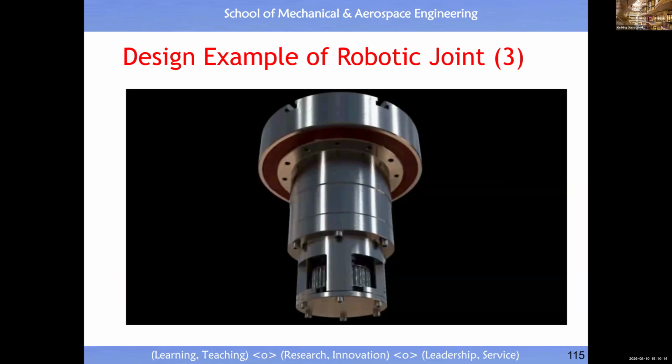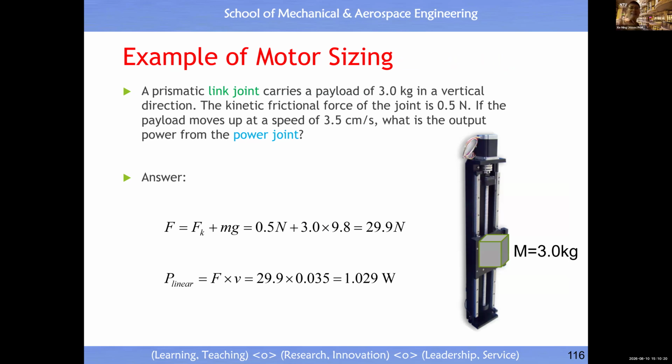This is another example. I'm not going to play it, similar to the previous one. This example is to warm you up for the study of robot dynamics. Because when you design the power joint, there's one requirement called motor sizing. What is the power of the motor for you to choose? This depends on the maximum payload and the maximum velocity. Based on maximum payload and maximum velocity, you know the maximum power.